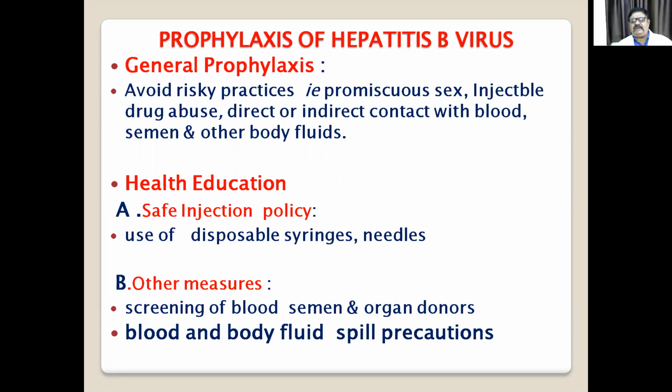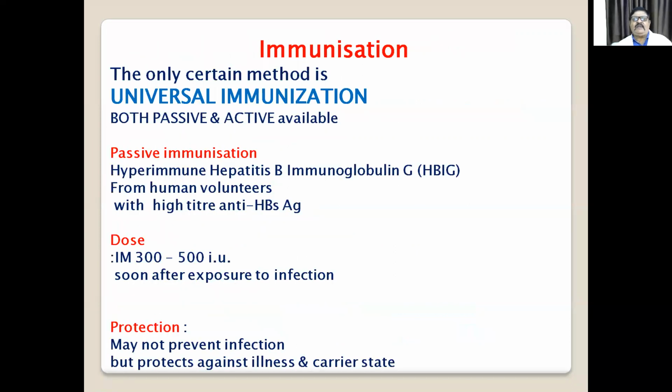Other measures like screening of blood and semen and organ donors is very important. Suppose a kidney is being donated, hepatitis B virus also may enter the body. So please examine and screen the organ donation with HBV in blood and body fluids. Still, precautions also must be taken.